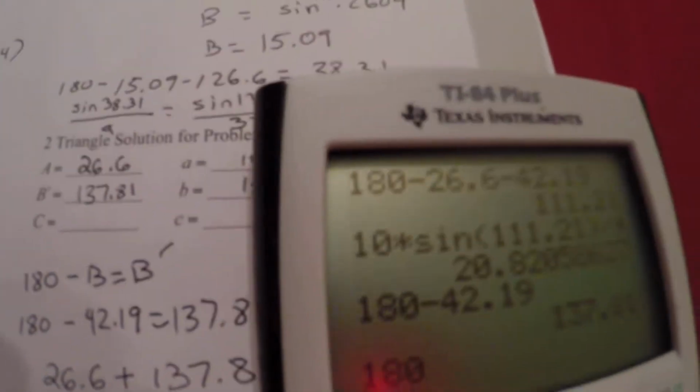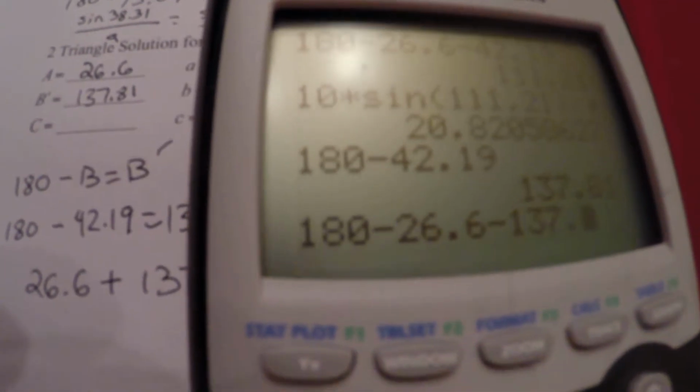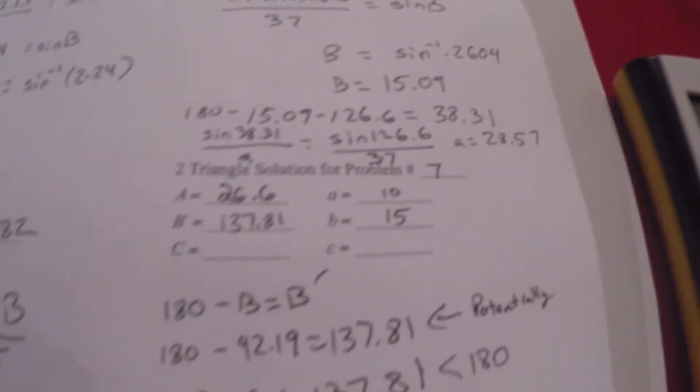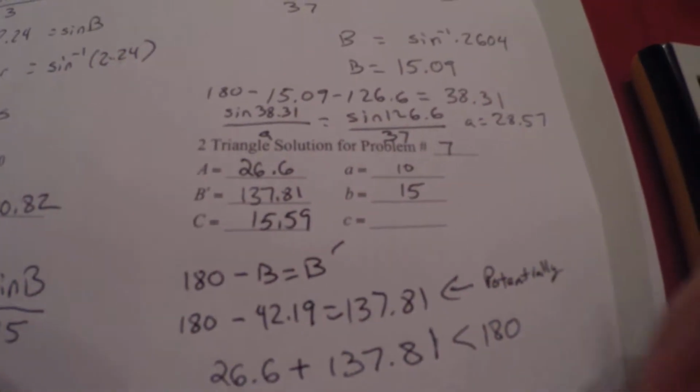So you add and subtract from 180. Again, we do 180 minus 26.6 minus 137.81. I think it gives me 15.59. And now we solve for c.